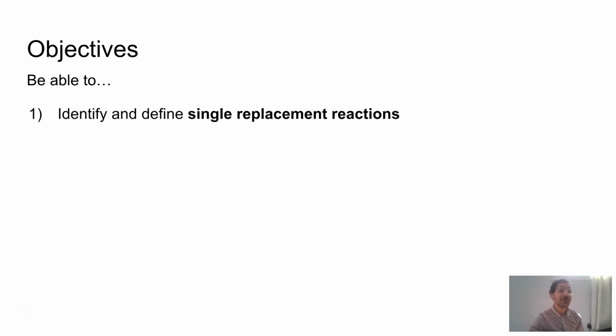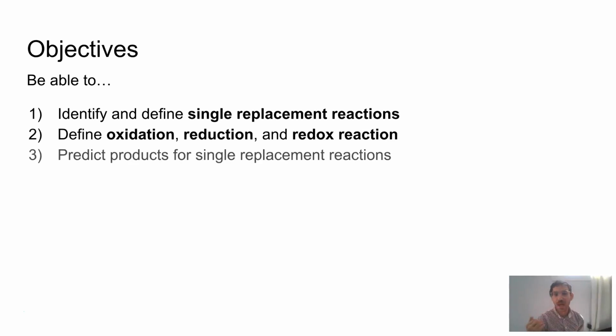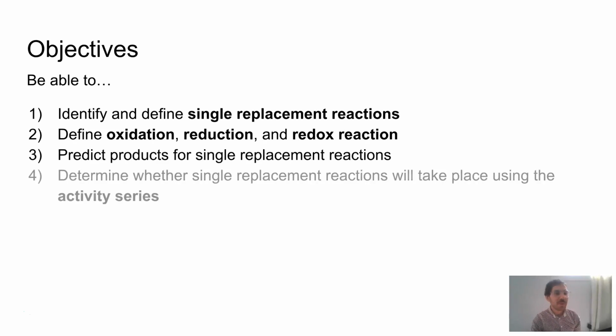I would like you to be able to identify and define single replacement reactions. I would like you to be able to define oxidation, reduction, and also redox reaction. I would like you to be able to predict products for single replacement reactions, which you can probably do. And I would like you to be able to determine whether or not a single replacement reaction, when you combine these two chemicals, will actually result in a reaction using the activity series.